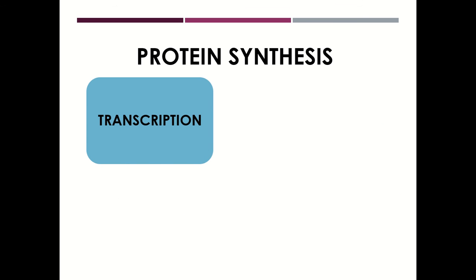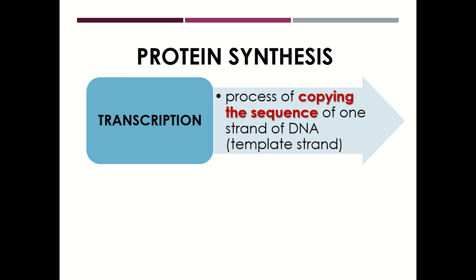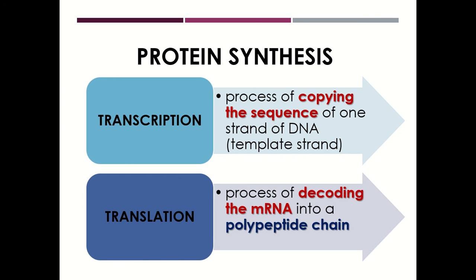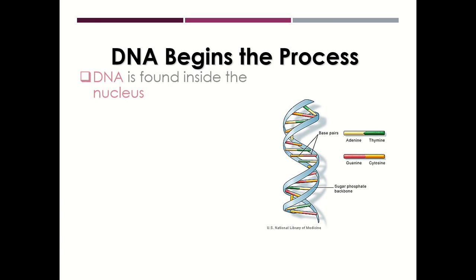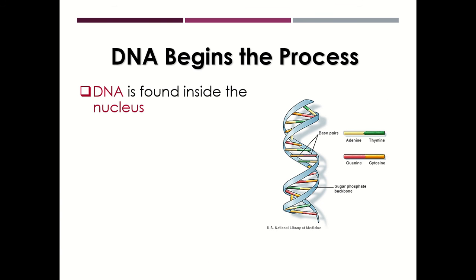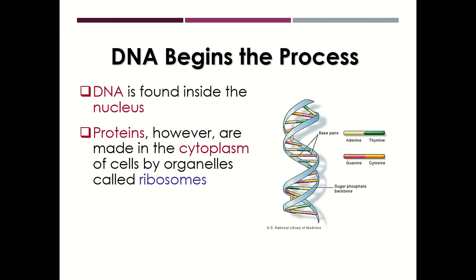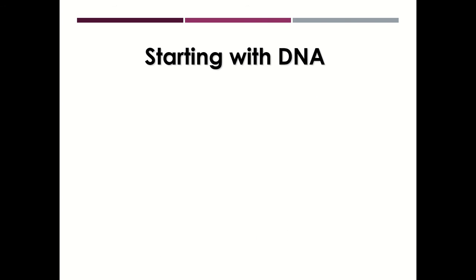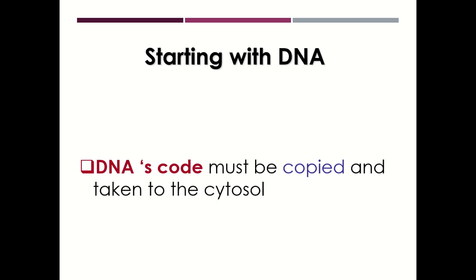So, in protein synthesis, we have transcription. That is a process of copying the sequence of one strand of DNA. And we have translation, the process of decoding the mRNA into a polypeptide chain. So the DNA begins the process. The DNA is found inside the nucleus. Proteins, however, are made in the cytoplasm of cells on ribosomes. And the ribosomes may be free in the cytosol or attached to the surface of the rough ER or endoplasmic reticulum.